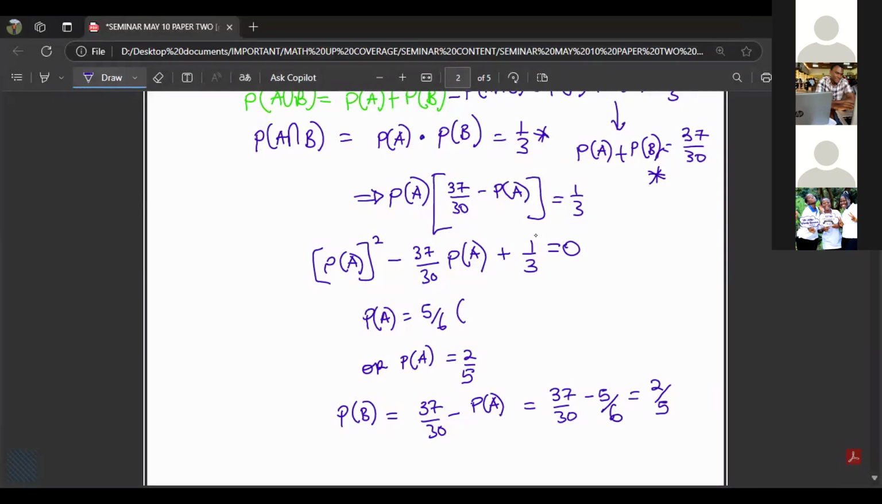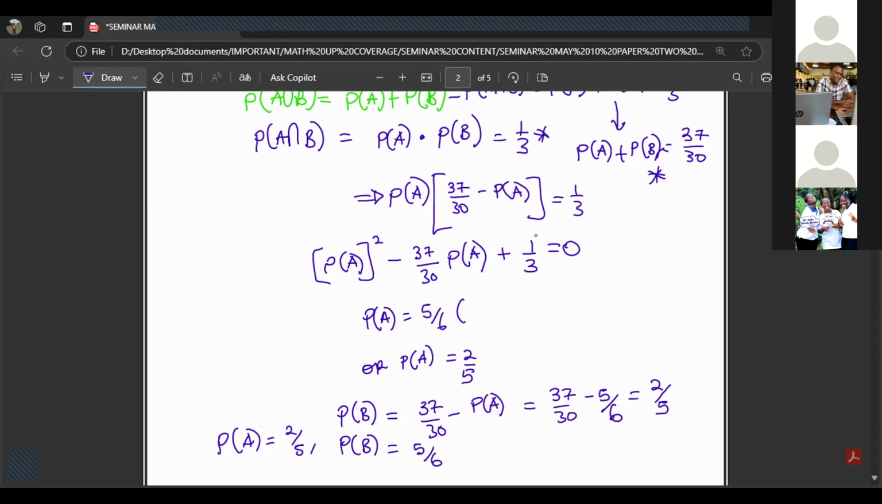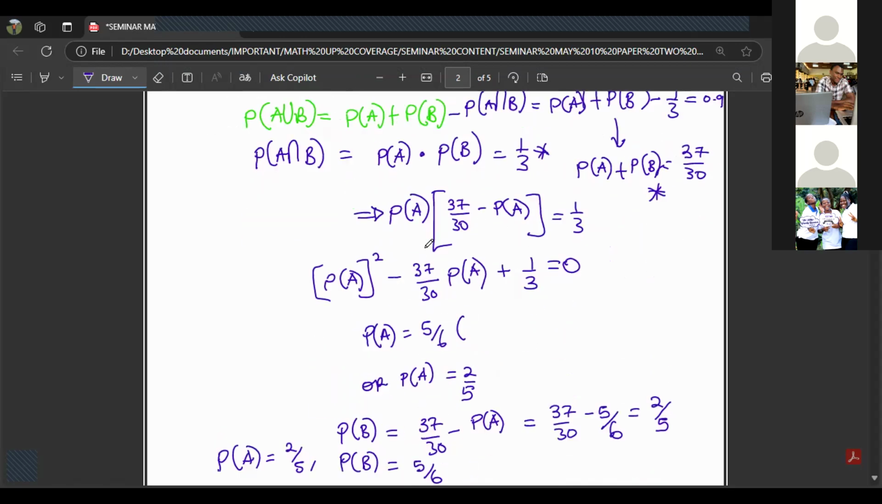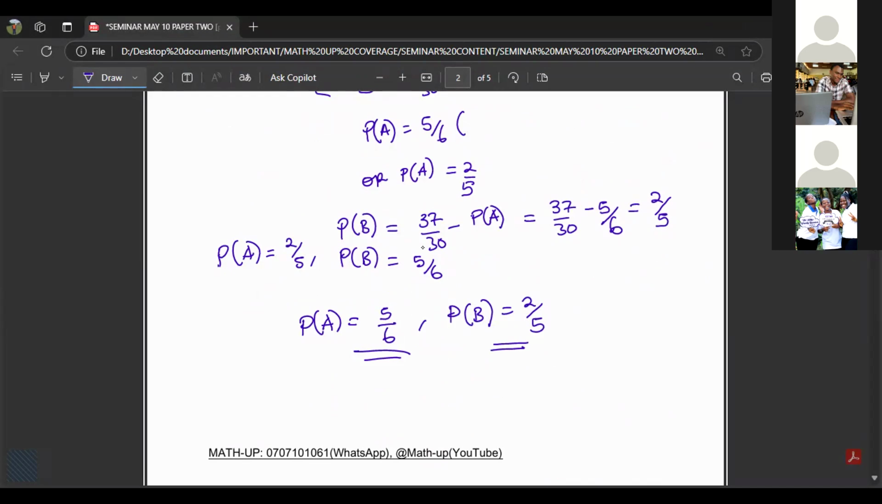And that means, therefore, if I use the probability of A as 2 over 5, the probability of B is going to be 5 over 6. But the condition is that the probability of A is greater than that of B, according to our question. So we shall conclude that the probability of A is 5 over 6, and the probability of B is 2 over 5. Yeah, that was that for that question.